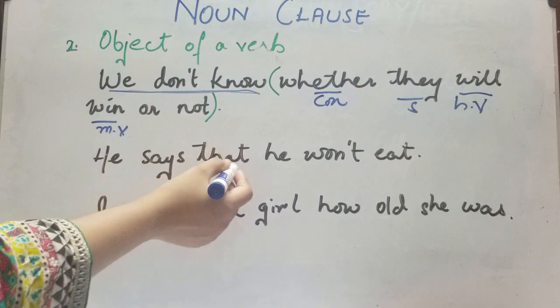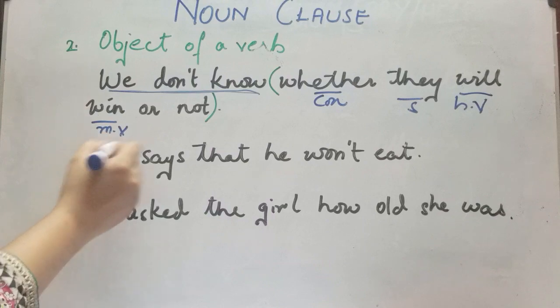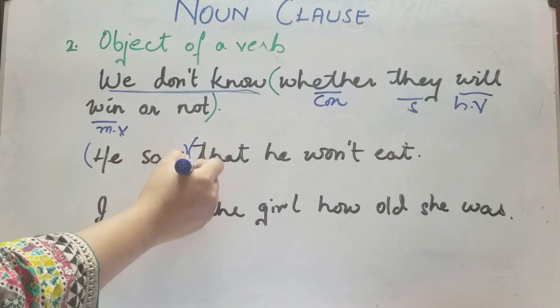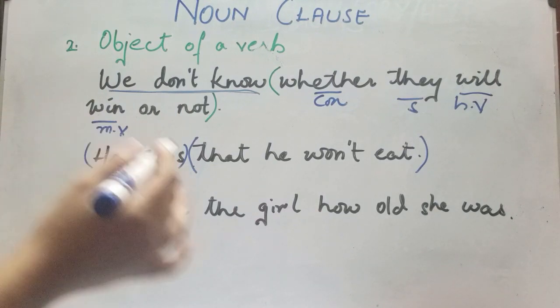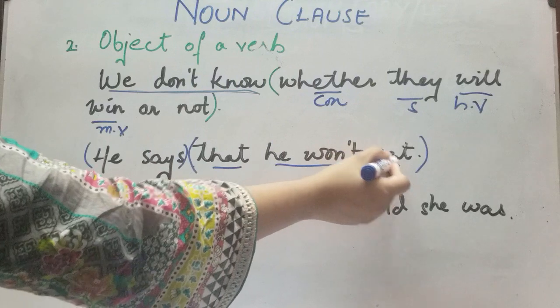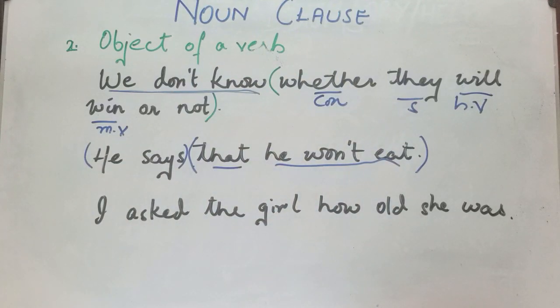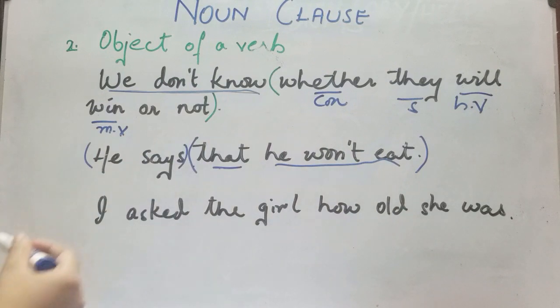He says that he won't eat. Okay, the first part gets complete over here. You are going to start with the conjunction that he won't eat. He says what? He says that he won't eat. You have got a conjunction over here, and you have got a subject and a helping verb, and then you have got a main verb. So your noun clause lies over here, that he won't eat.